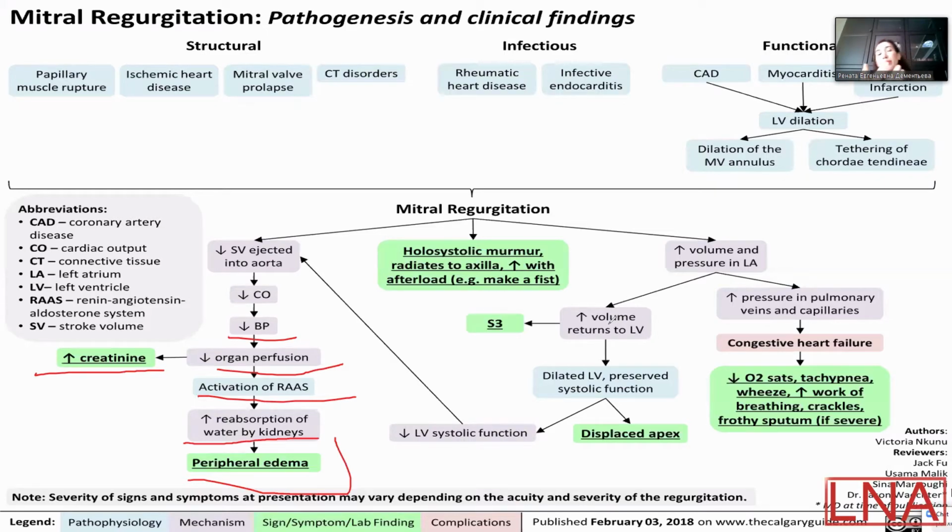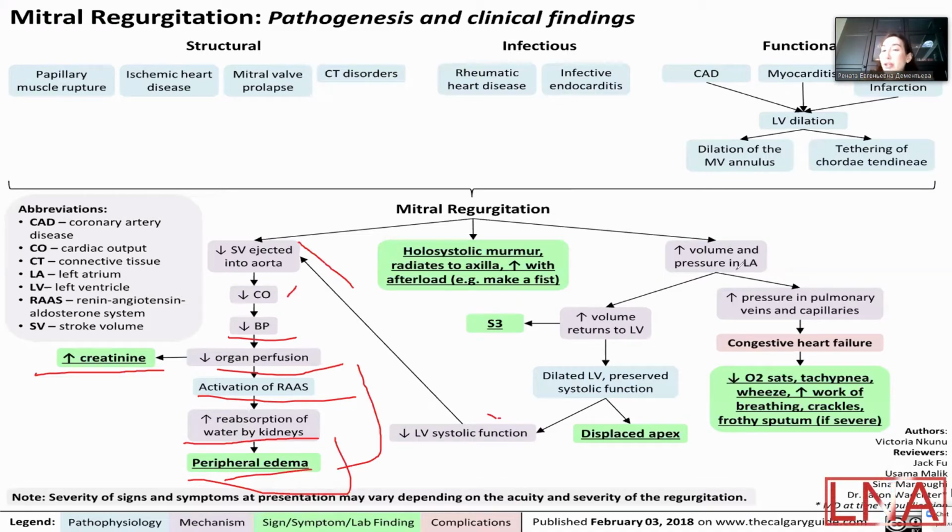It's the moment of contact of the blood flow returning to the left ventricle with the hypertrophied wall of the left ventricle. In other terms, it leads to a dilated left ventricle, increasing volume load, preserved systolic function, a displaced apical impulse, and then decreasing left ventricular systolic function. And in turn, it leads to decreasing cardiac output with these clinical signs.